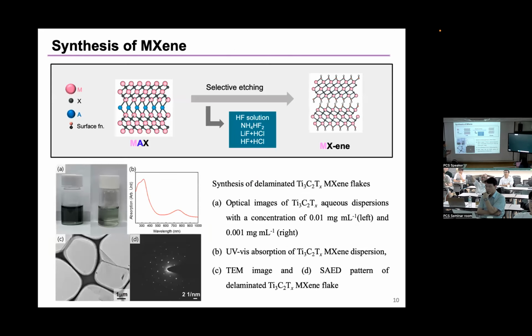Simply, we can see that there is the MAX phase, right? And then by using an HF solution or other solutions, we can selectively etch the A layers. So it generates the MX, but the surface functional groups are attached at the surface of the MX layer like that. So MXene is generated as a 2D material using this process.